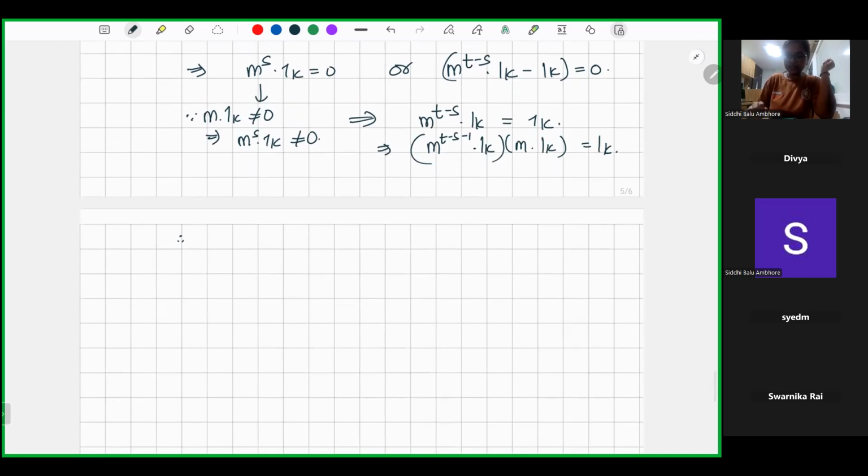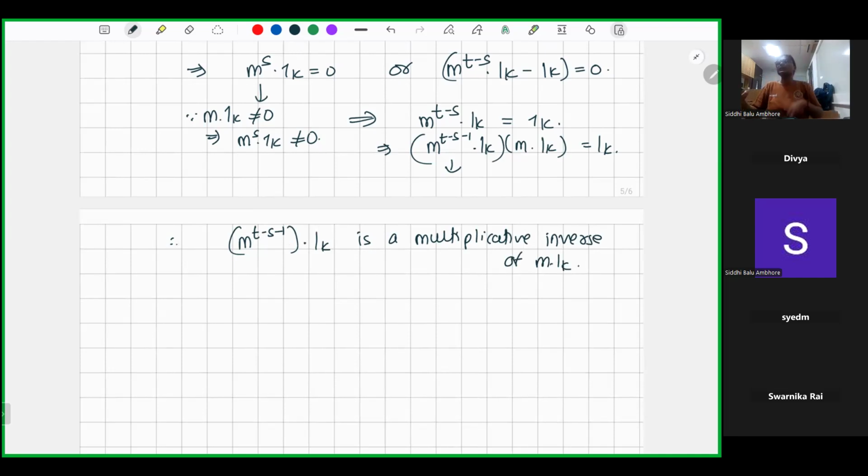And therefore we get, and this is precisely the multiplicative inverse of m into 1k in the K dash. Therefore, m power t minus s into 1k is a multiplicative inverse of m into 1k. Is that okay?